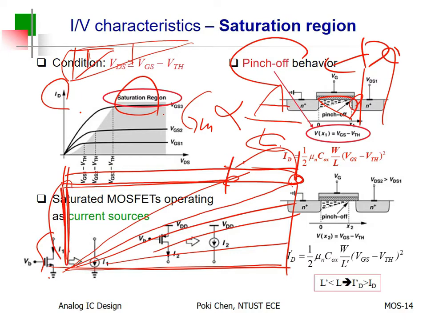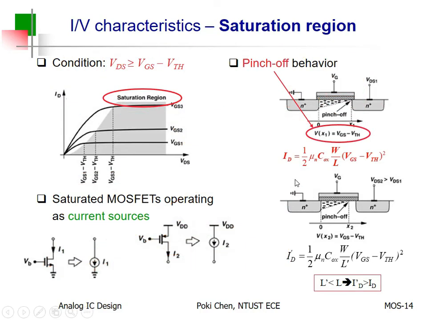So after pinch off, I promise you, the cross-sectional area will be the same. However, the length will be reduced. So it means what? You will get a little bit more conductivity. Sorry for that. It means what? After saturation, after pinch off, it is not flat for the IV curve. It will be increased a little bit according to the effect. We call it channel length modulation.